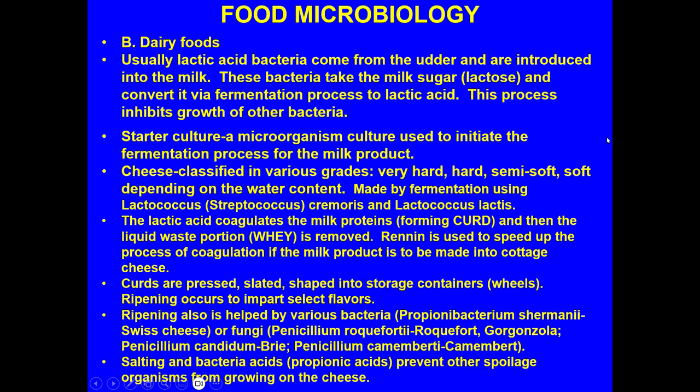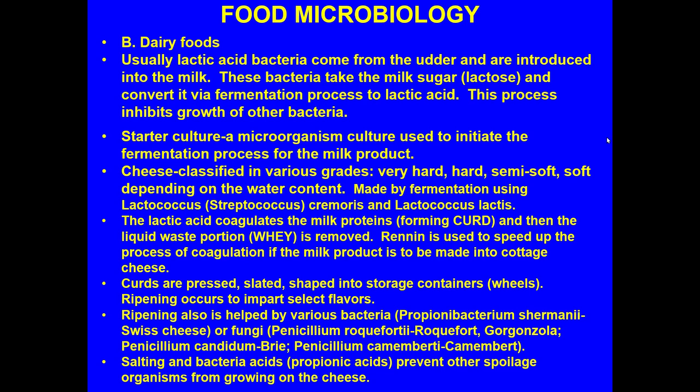So when we talk about dairy foods, usually lactic acid bacteria come from the udder and are introduced into the milk. Now, in much cleaner places, they would add the lactic acid bacteria as sort of an additive. But what they do is this. The lactic acid bacteria will take the milk sugar, that's lactose, and convert it via fermentation to lactic acid. Now, one thing is that it is going to inhibit the growth of other bacteria. But as the pH drops, it's going to cause the coagulation of milk proteins. And it is also going to lead to a denaturing of these proteins so that it becomes easier to extract out.